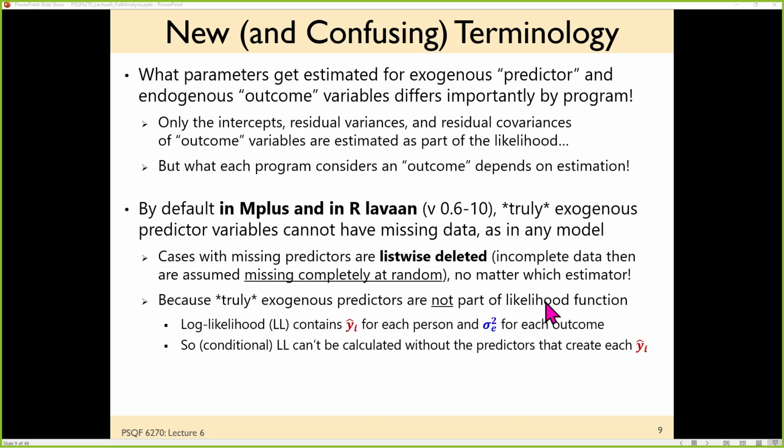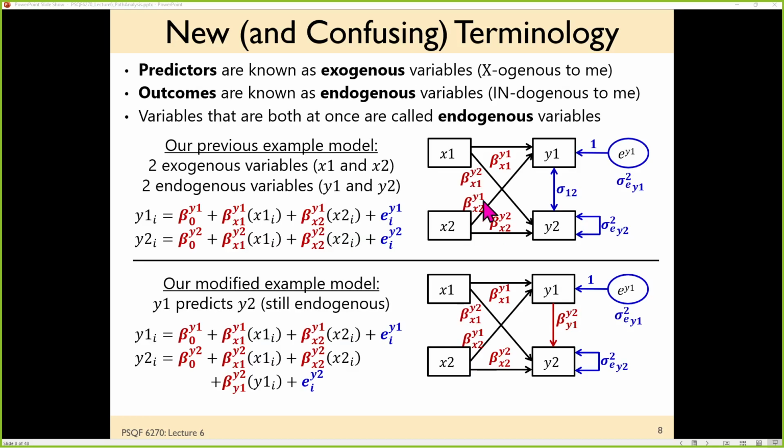With respect to missing data, though, exogenous predictors cannot have it. So in M+, and in lavaan, so according to Jonathan, this has changed since earlier versions. The current version that I was using to build this example behaves like M+ does. In this sort of path diagram here, x1 and x2 cannot have missing data. Cases with missing data will get dropped because they are exogenous predictors, the same as in any linear model.